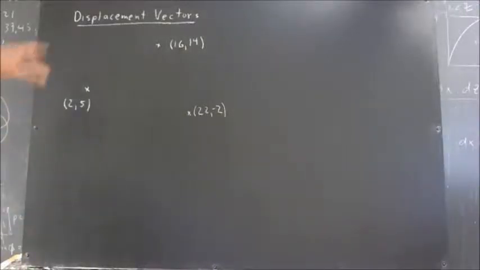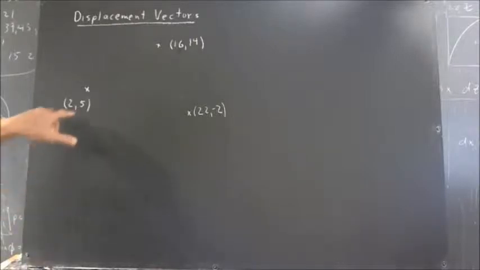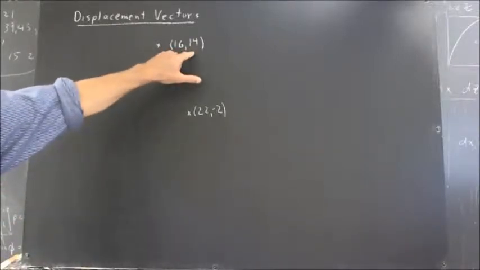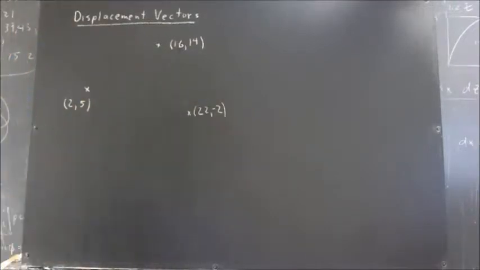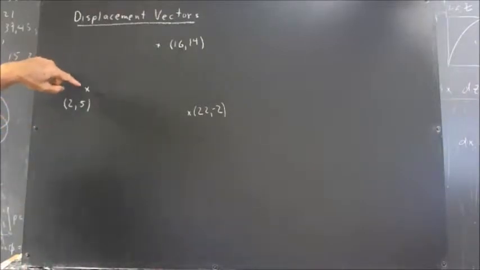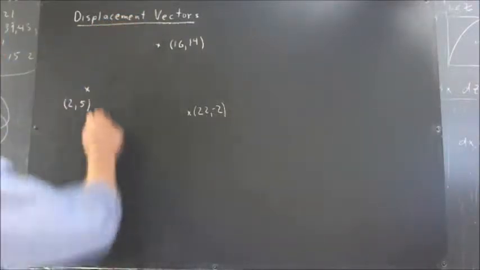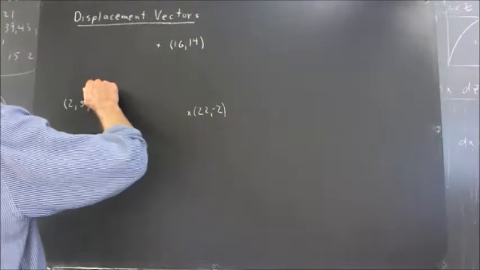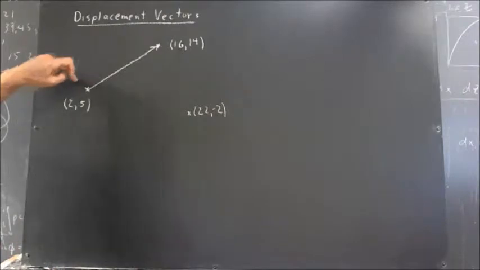Okay, we want to begin a quick discussion of vectors. Start with displacement vectors. If I have the point (2, 5), the point (16, 14), the point (22, -2) in the xy plane, I can summarize the nature of the displacement from this point to this point by an arrow that goes from here to here. Initial point (2, 5), terminal point (16, 14).